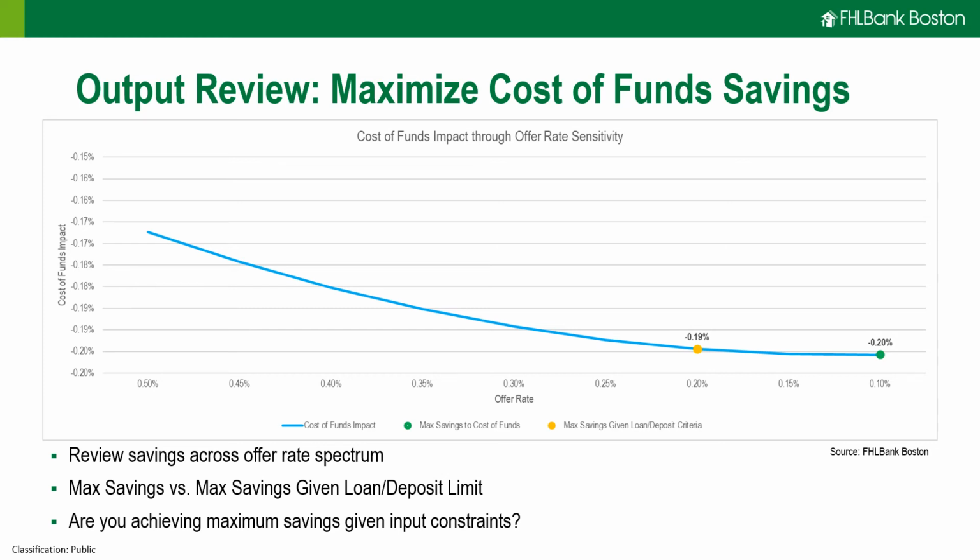In our original assumptions, we set the loan to deposit max of 105%. This means that we cannot allow our deposits to run off so much that it would breach this limit. Therefore, in taking this limit into account and by looking at the yellow dot, we can see our max cost of funds savings through an offer rate of 20 basis points.